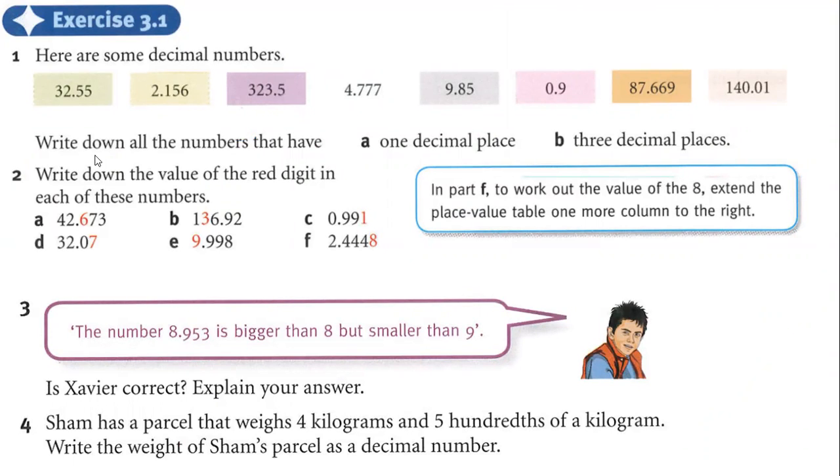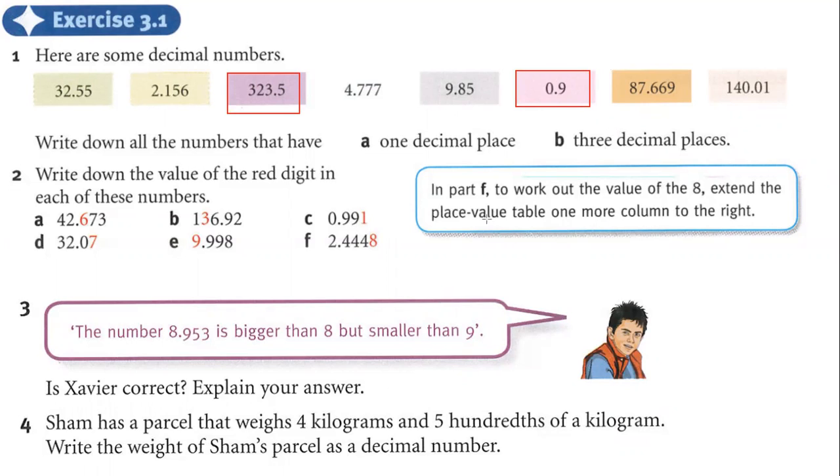Here are some decimal numbers. Write down all the numbers that have one decimal place. First you select all those numbers that have just one decimal place. Let me show you, just a moment. Yes, the first one is this. This has one decimal place, meaning after the point one number, one digit. This one is also one decimal place. Okay, and there are no more.